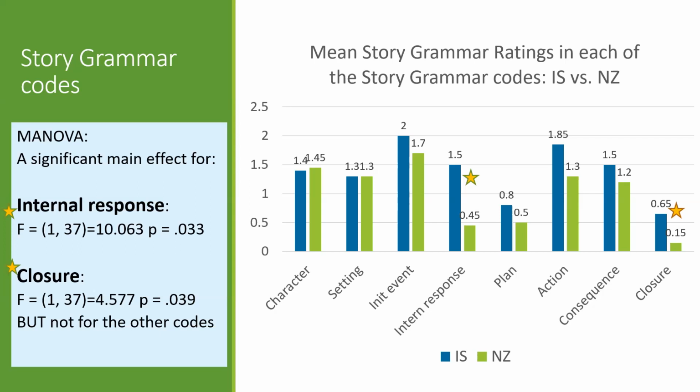We can see that the Israeli narratives were superior to the New Zealand narratives in 6 out of the 8 story grammar codes, including initiating event, internal response, plan, action, consequence, and closure. However, there was a significant main effect for internal response and closure. So, more developed internal response and closures appeared in the Israeli narratives.